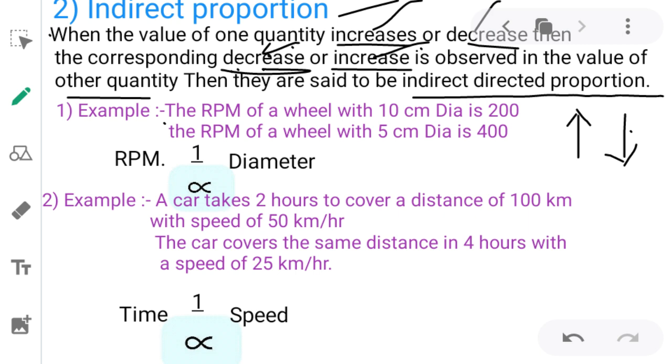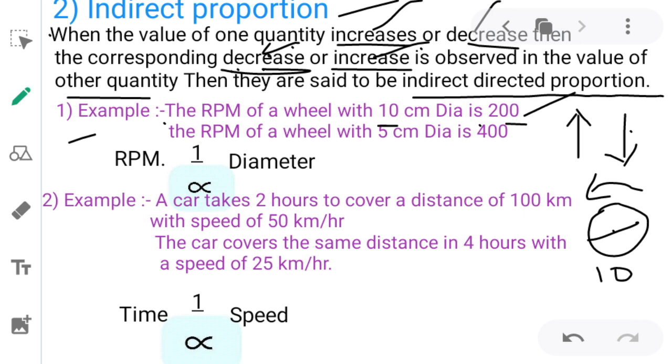Let's explain with some examples. In example number 1, the RPM, the rotating speed of a wheel, is called RPM, rotations per minute. The RPM of a wheel with diameter 10 centimeters is 200. The 10 centimeter is the diameter of the wheel. If this is 10 centimeters, then the RPM is 200.